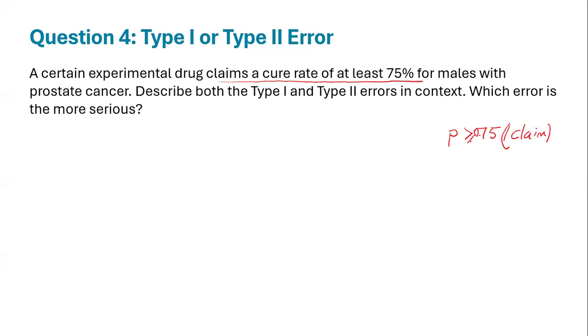Where do we put the claim when we have an equal sign? In the null hypothesis. So the alternative is that P is less than 0.75. Now, when you want to describe type 1 and type 2 error, you are talking about the null hypothesis. Rejecting the null when null is true, fail to reject the null when null is false. Okay, for type 1 error, I am going to reject the null when null is true.